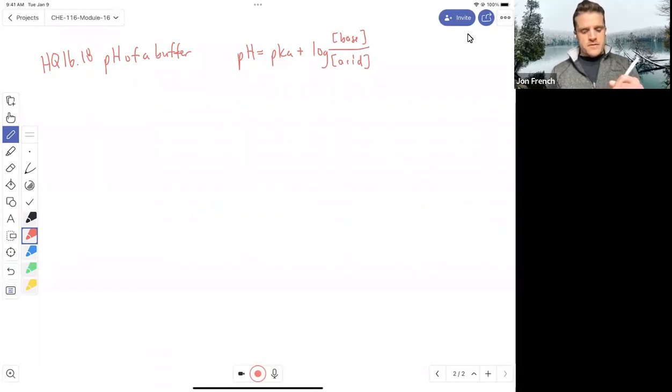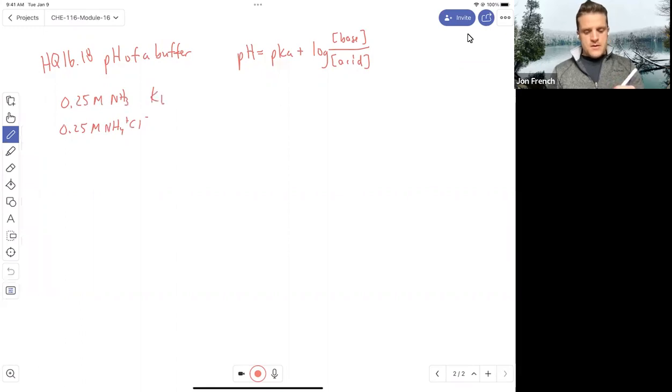And they tell us we've got a buffer solution that is 0.25 molar ammonia and 0.25 molar ammonium chloride. And they tell us that the Kb for ammonia is 1.8 times 10 to the minus 5.